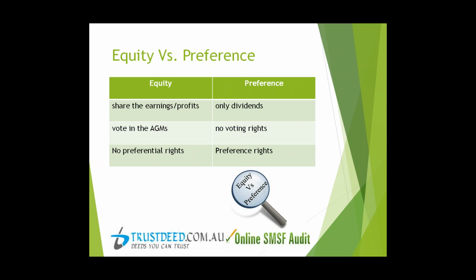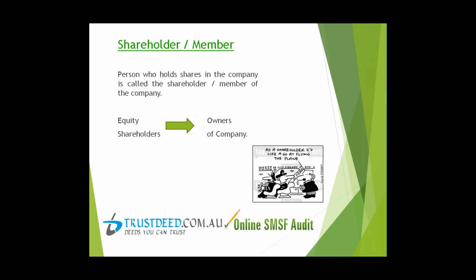Now we know what are shares. Let's see what it means to be a shareholder. A person who holds shares in the company is called shareholder or member of the company, and they have certain rights and responsibilities. Equity shareholders are regarded as the real owners of the company.